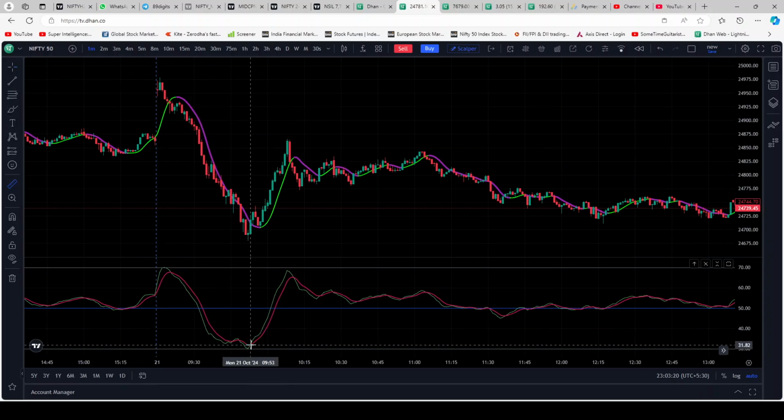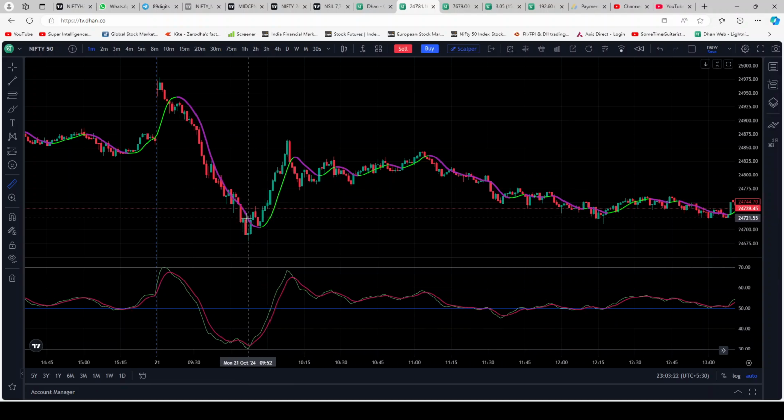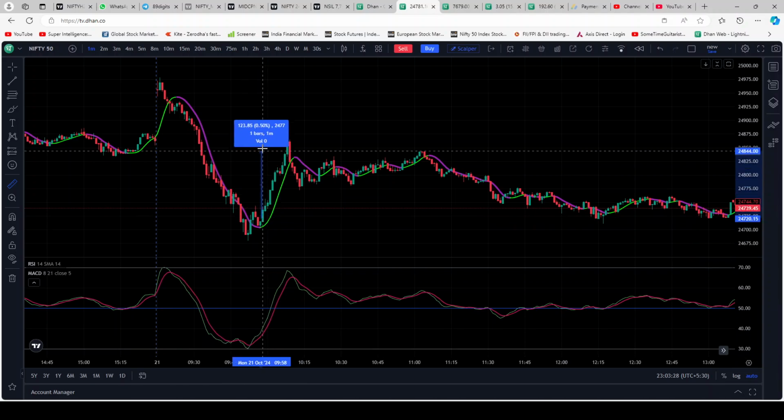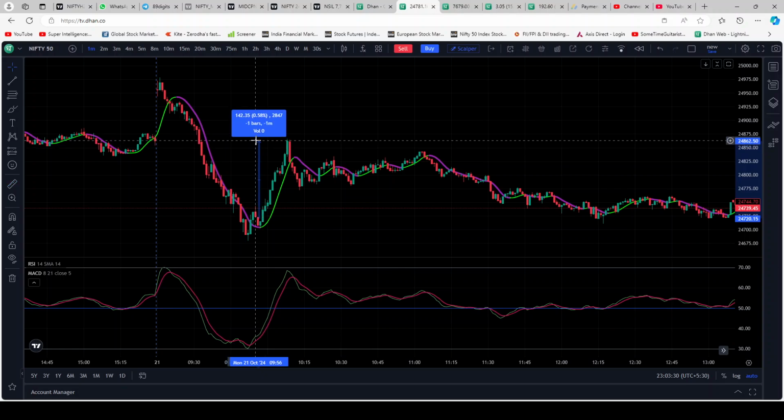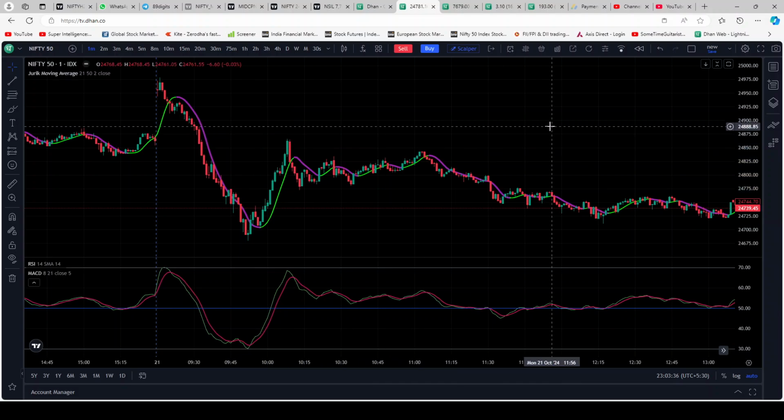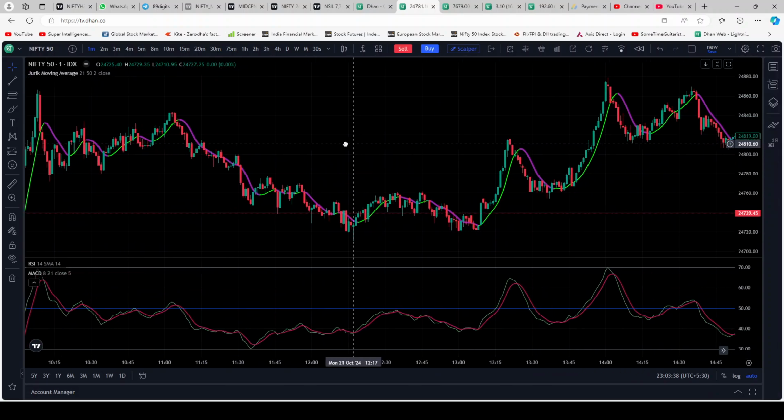Then you get this opportunity over here where the purple turns into green, and over here MACD also, the green cuts into the red. So from here to here you get another 140 points. Again, you could have taken 50-60 points somewhere in between. Then the market goes sideways.